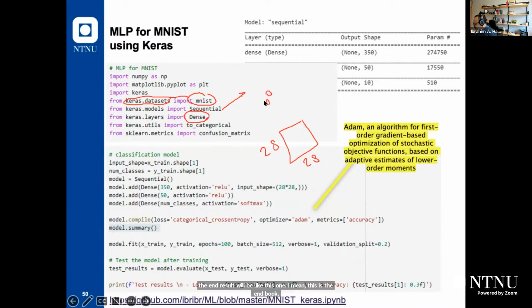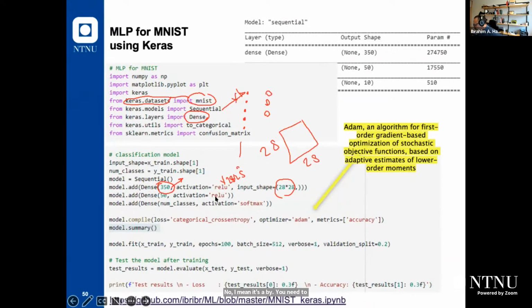If this is a hidden layer and this is the input layer, I need, in fact, to put it like this, from x1 until x28 times 28, right? So we need to flatten it. So input shape will be 28 times 28. This is the number of neurons in this hidden layer. So it will be 350, for example, correct? It's up to you. You need to select this number.